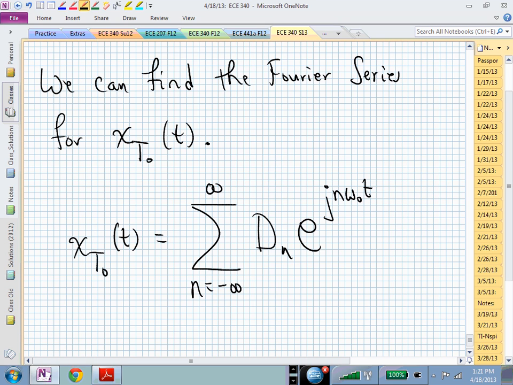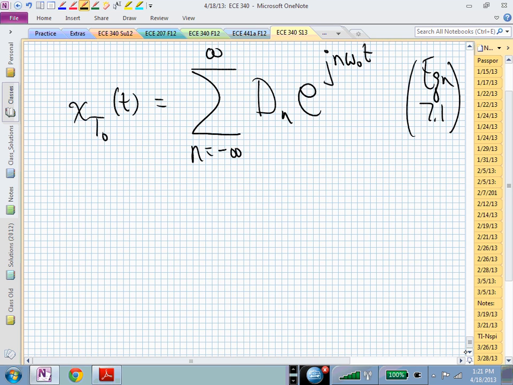And now that's what we need to do. We need to find capital D sub n, and then we would have the frequency content. Since we're trying to move on, this is now equation 7.1 in chapter 7. This is how we would begin chapter 7.